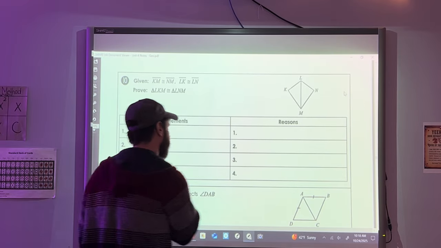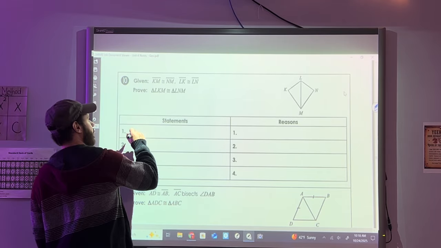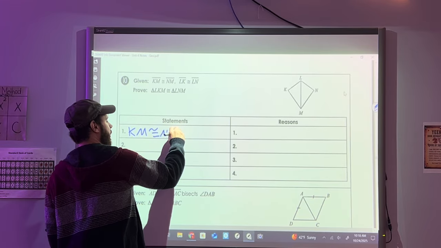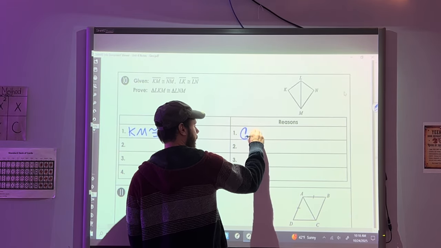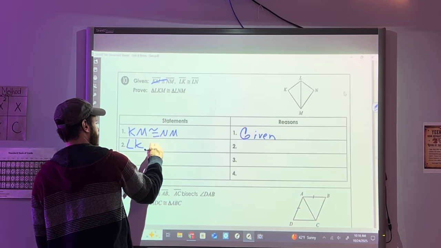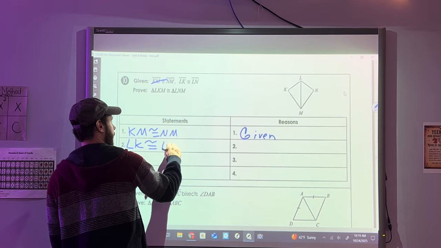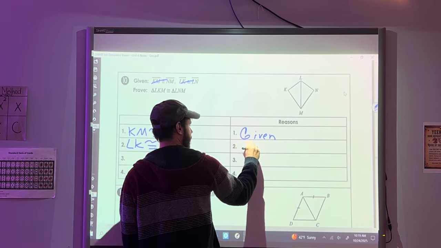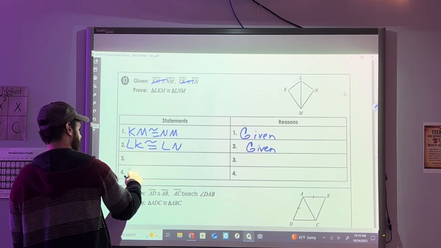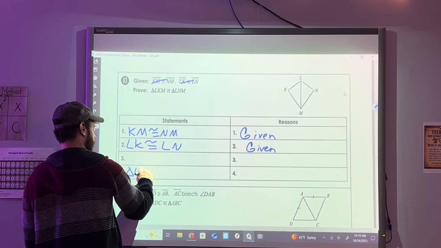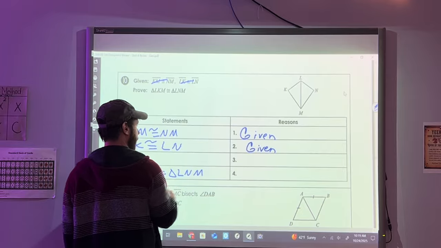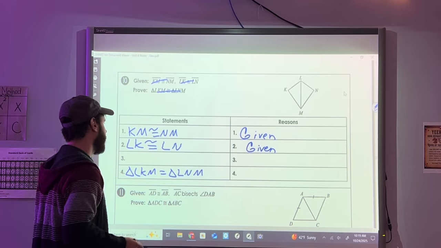Okay, let's label our picture and fill in our stuff. KM is congruent to NM. That one was given. And LK is congruent to LN. That one was also given. The thing I'm trying to prove goes in the bottom. Triangle LKM is congruent to triangle LNM. Okay. I labeled all my things. I got all my free points.